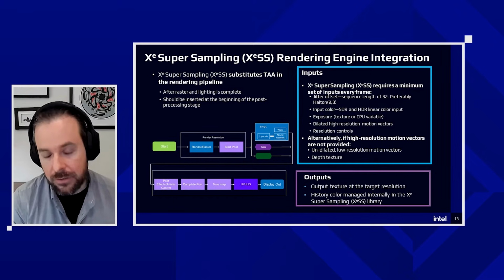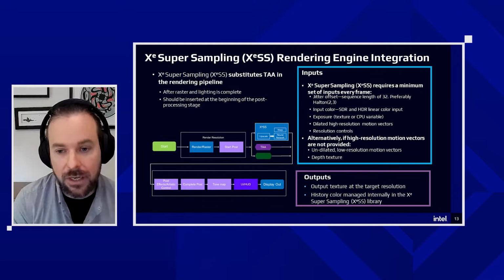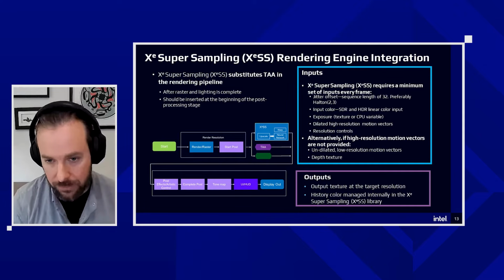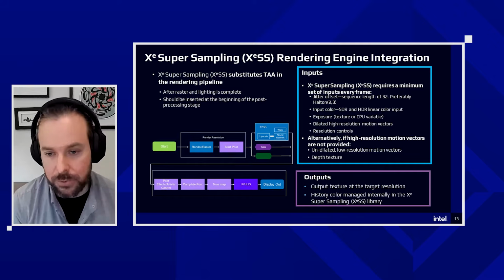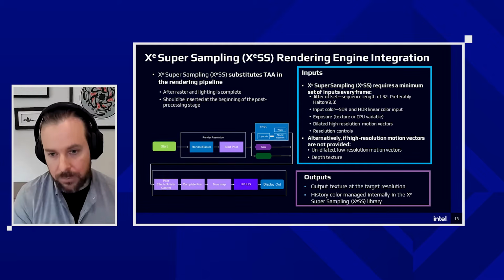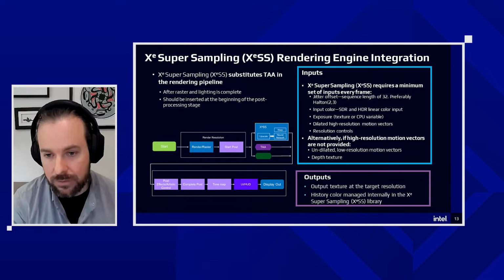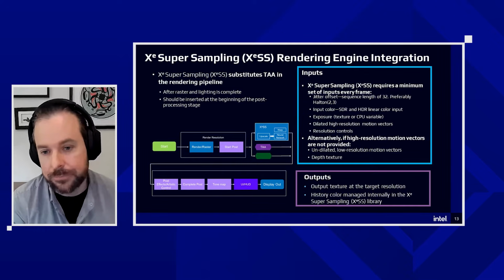Then another parameter that you need to pass is the dilated high resolution motion vector. So actually you have two options here. Either you can pass the high resolution motion vector, or you can pass the low resolution motion vector, and along with it pass the depth buffer. And having these two pieces of information, XeSS internally can upscale the motion vector and do the dilation itself. So to simplify integration, you can just pass the low resolution motion vector.